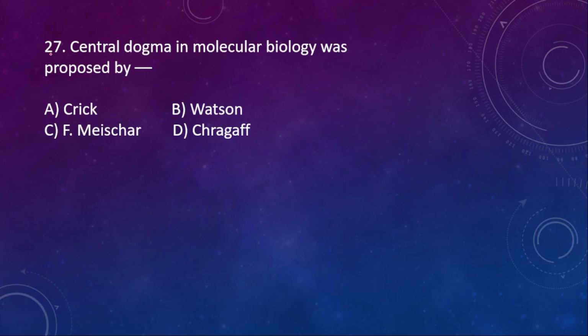Next, 27th one. Central dogma in molecular biology was proposed by A. Crick, B. Watson, C. Miescher, D. Chargaff. Here the right option is A, Crick.